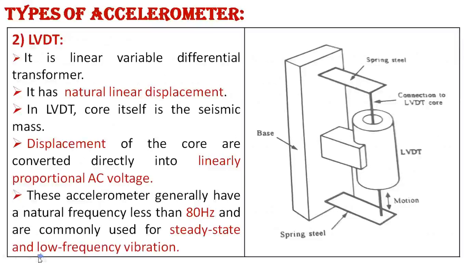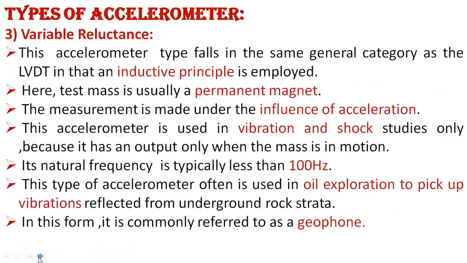The second one is the LVDT. It is a linear variable differential transformer, and in its construction it is a natural linear displacement sensor. In an LVDT, the core itself is the seismic mass, and displacement of the core is converted directly into a linearly proportional AC voltage. The accelerometer generally has a natural frequency less than 80 Hz, and is commonly used for steady state and low frequency vibration.